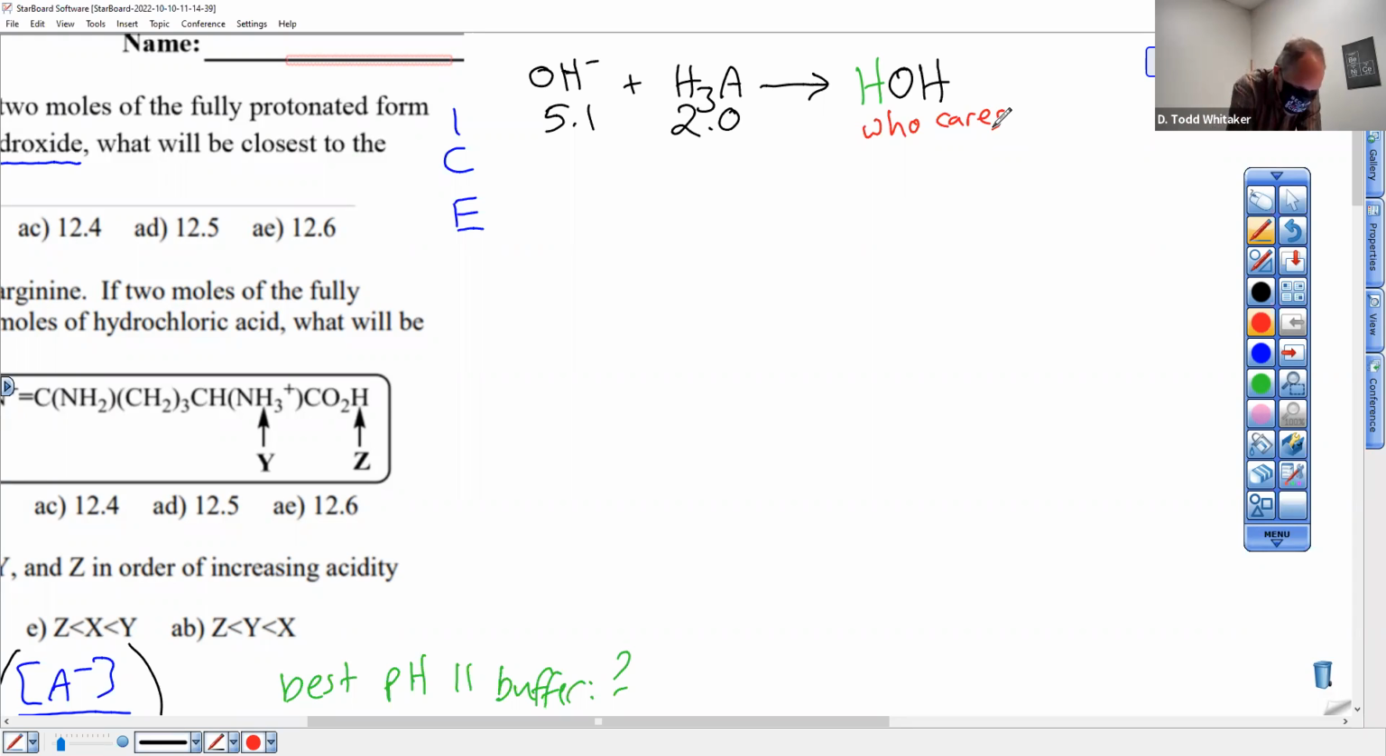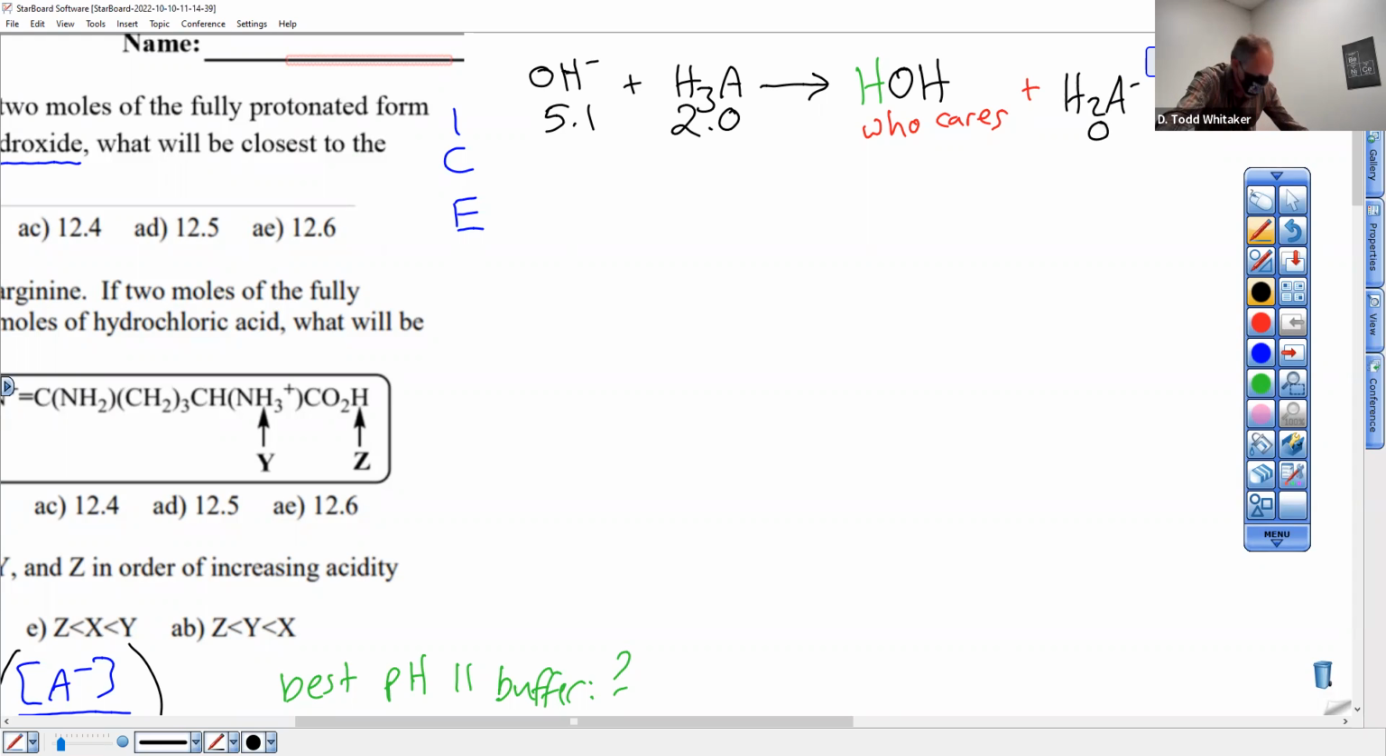What happens to H3A is very important. What does it become? You removed a proton. What's left? H2A minus, not 2 minus. Start as neutral, you're taking away 1 proton at a time. I don't need to see A at all, but some kind of short form helps, right?